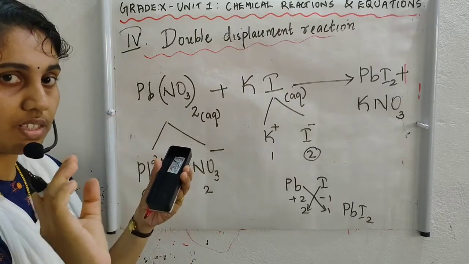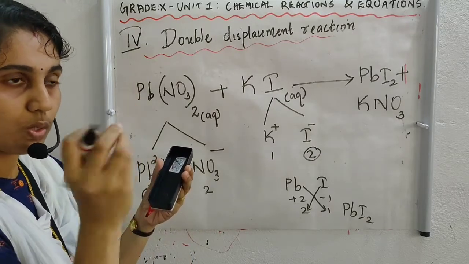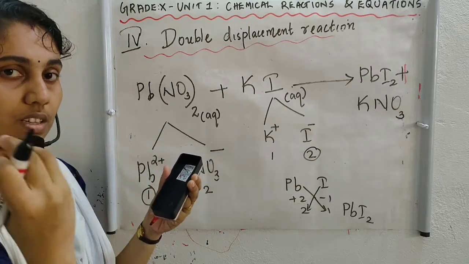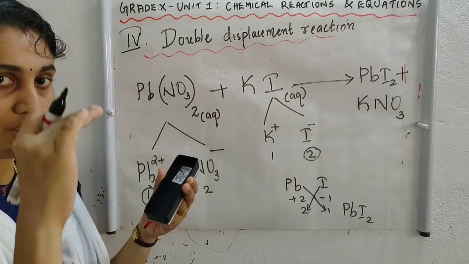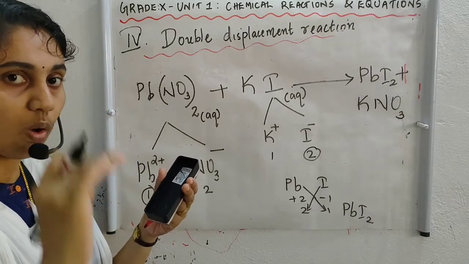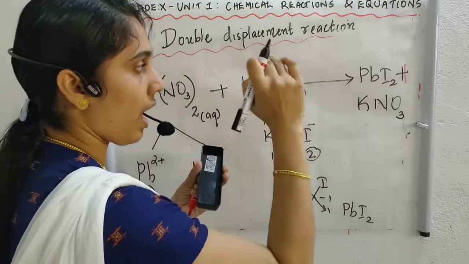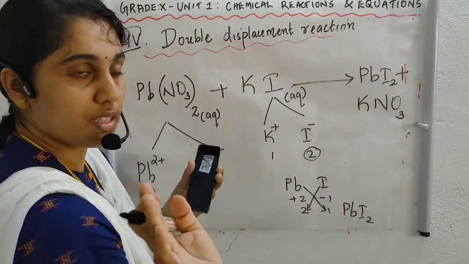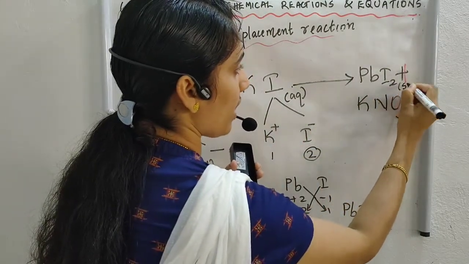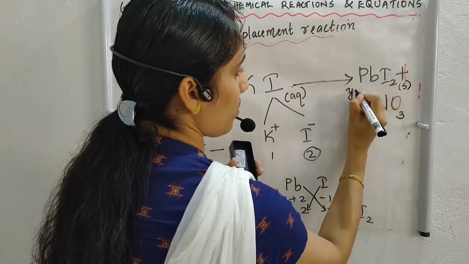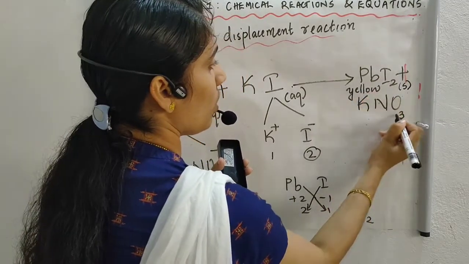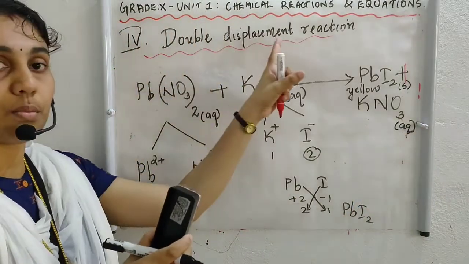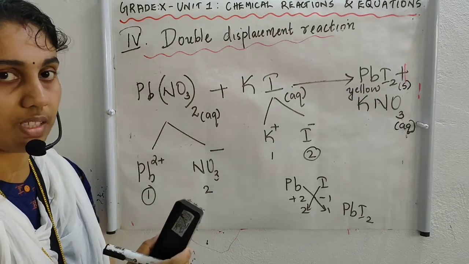That solution is put through centrifugation. Centrifugation means that to get the solid substance, you rotate the mixture at a higher speed, then the heavier particles will settle at the bottom. That means a yellow color solid settles at the bottom and a clear liquid remains. That yellow color solid we call a precipitate. So lead iodide is the precipitate and its color is yellow, and the clear liquid is potassium nitrate. So this is another example of a double displacement reaction.